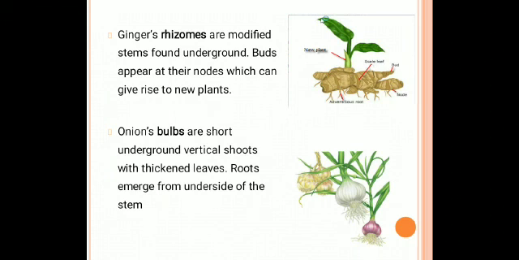Another example is the onion bulb. Onion consists of a bulb, a short underground vertical shoot with thickened leaves. The roots emerge from the underside of the stem. Garlic is the same as onion; it has a bulb-like structure, and from that bulb-like structure the new plant develops. So these are all underground stem vegetative propagation.